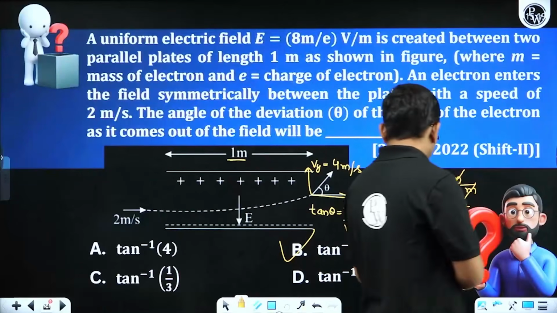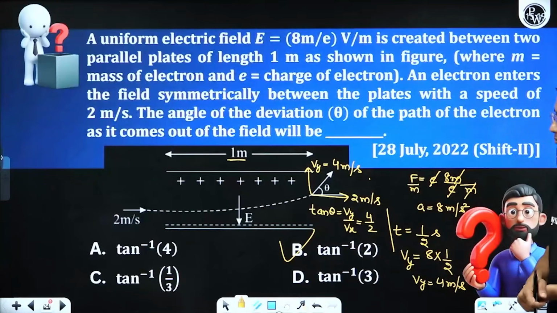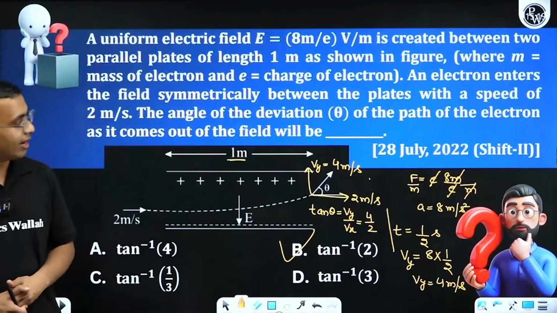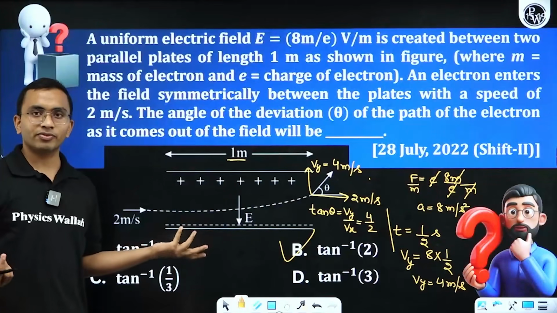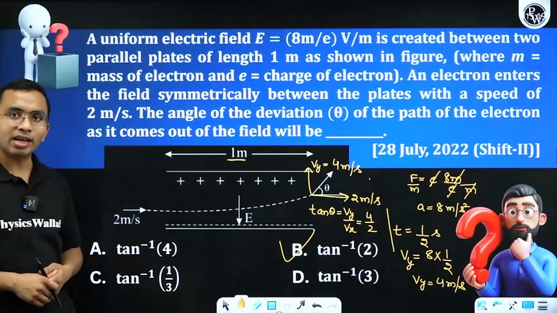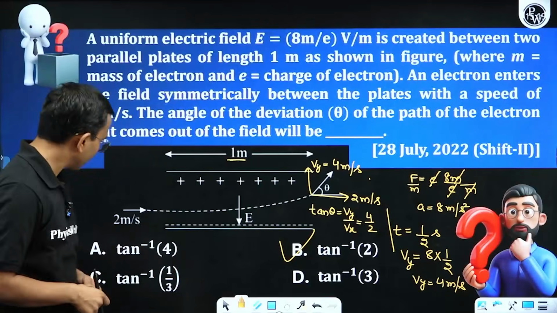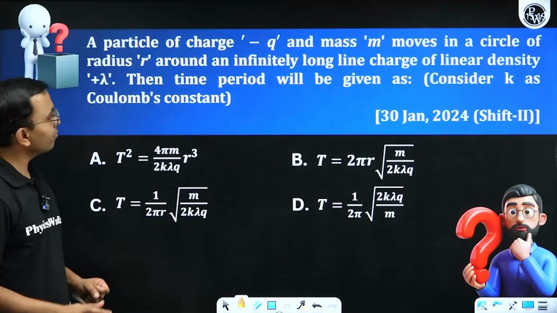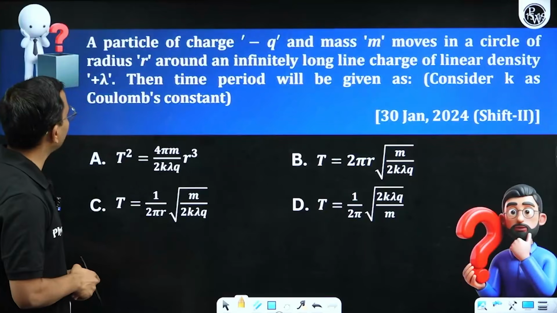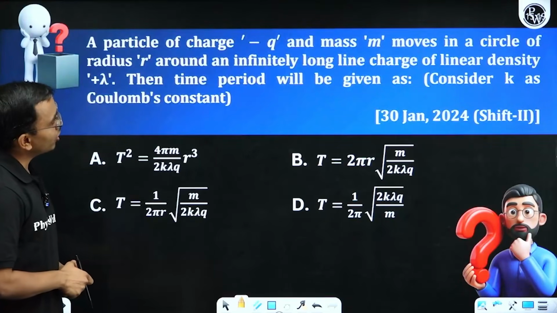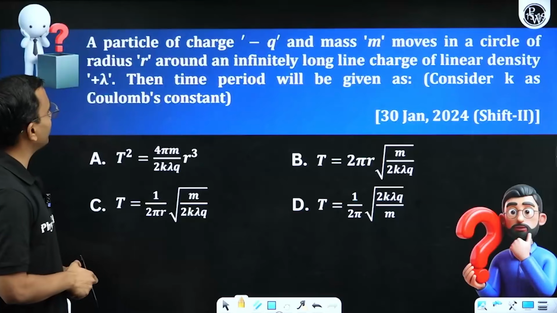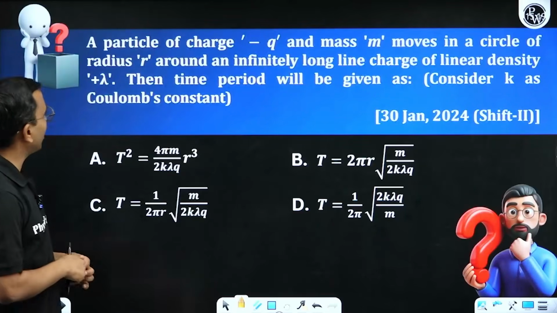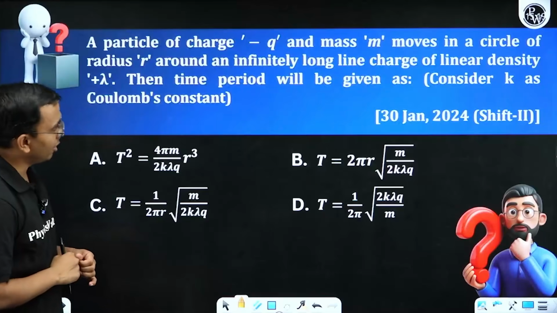Okay. Everything seems fine. So here are some fundamentals of kinematics you may say, and the other thing is just to write the acceleration by finding the electrostatic force. Okay. Another question, let us read out what it is mentioned. A particle of charge minus q, mass m, moves in a circle of radius r around an infinitely long line charge of density lambda, then the time period will be.